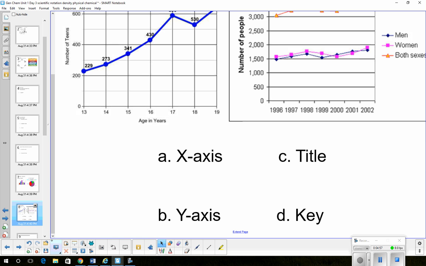Okay. All right, you've got to give me a key too. You've got to tell me, if there's more than one thing on there, what you're graphing, what color means what. Okay? Otherwise, it doesn't mean anything.